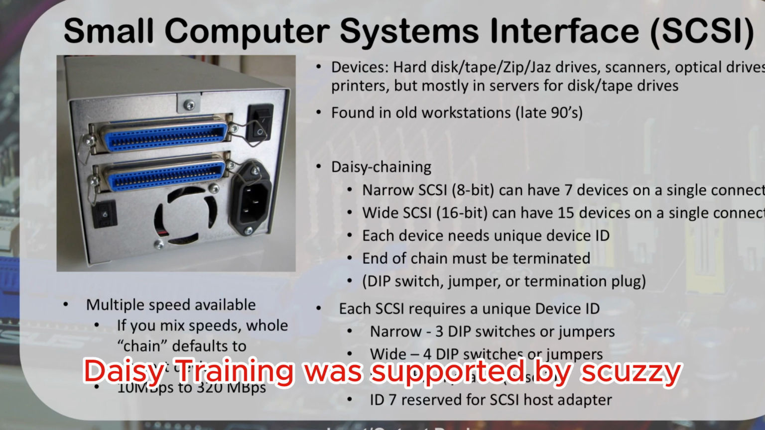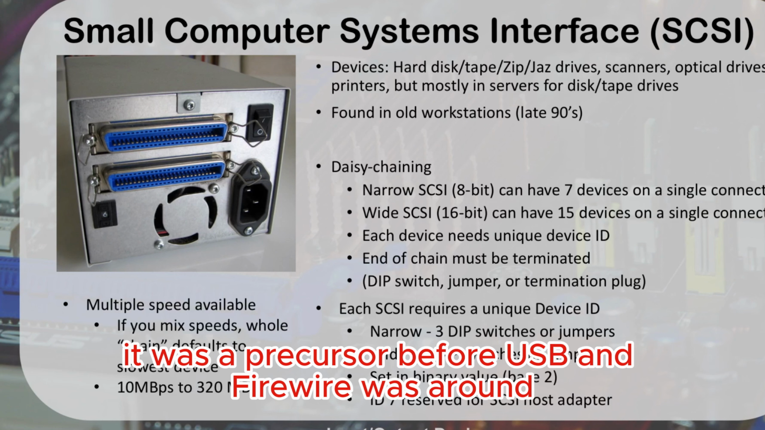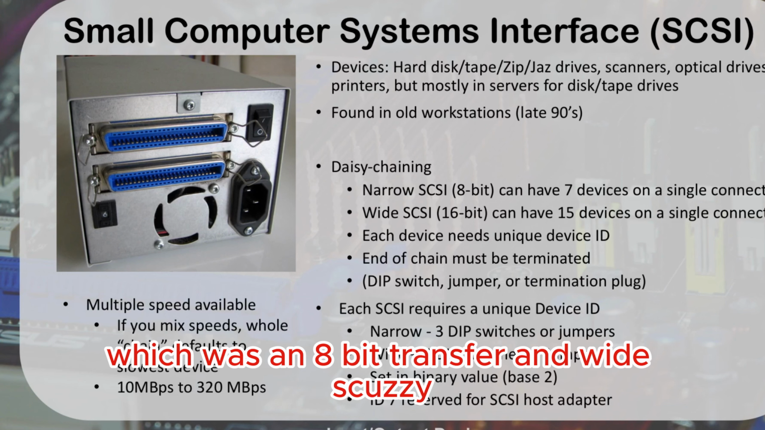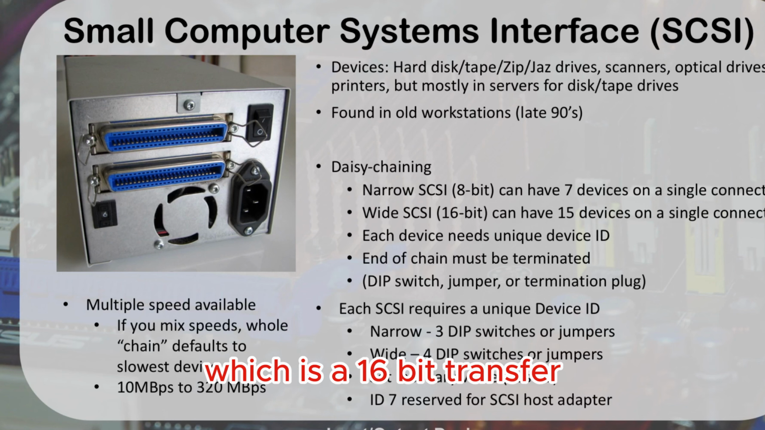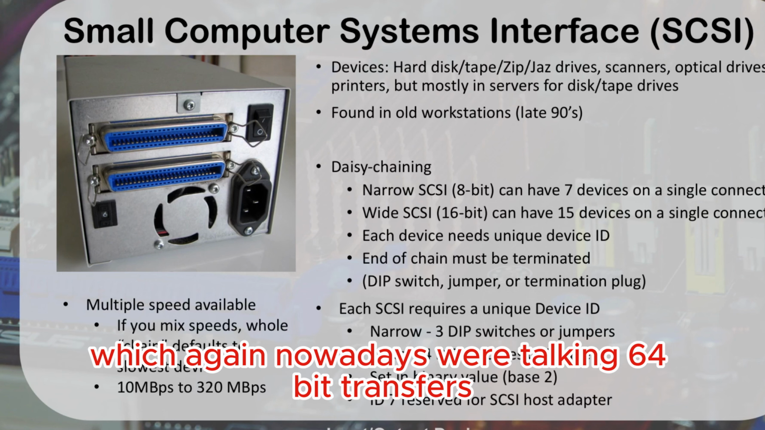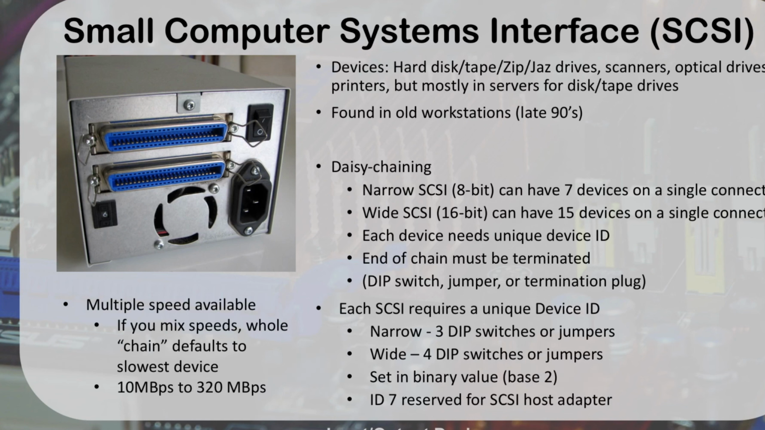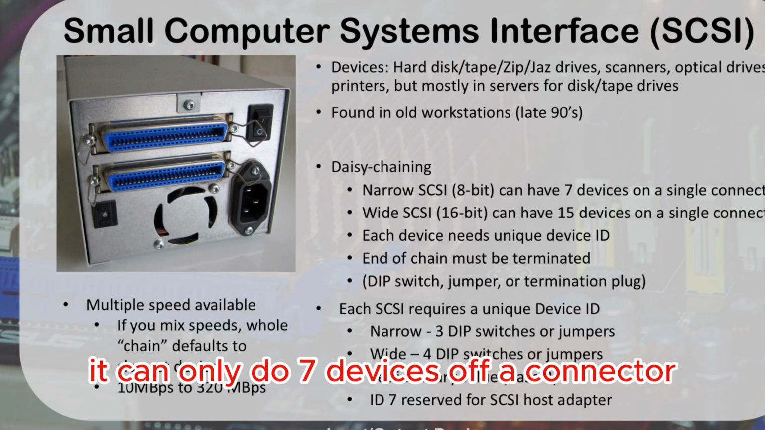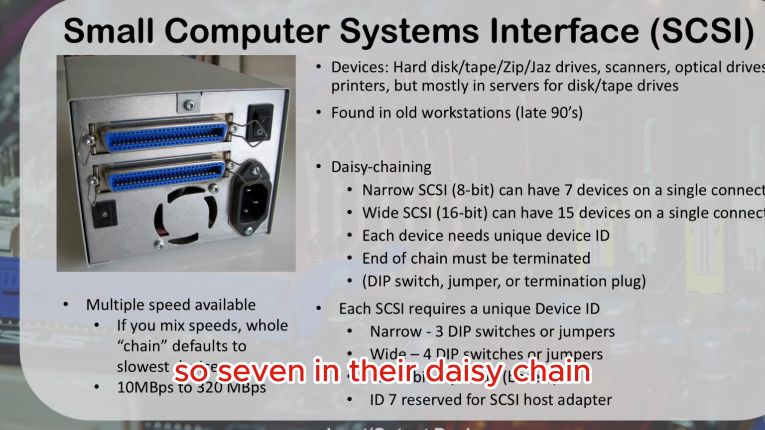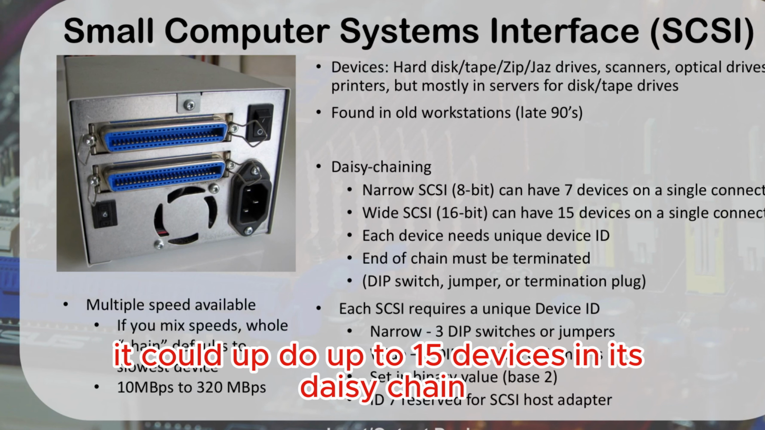Daisy chaining was supported by SCSI. It was a precursor before USB and FireWire was around. We had narrow SCSI, which was an 8-bit transfer, and wide SCSI, which is a 16-bit transfer, which again, nowadays we're talking 64-bit transfers, right? So this is old technology. If it had an 8-bit transfer, it can only do 7 devices off a connector, so 7 in their daisy chain. And for wide SCSI, it could do up to 15 devices in its daisy chain.